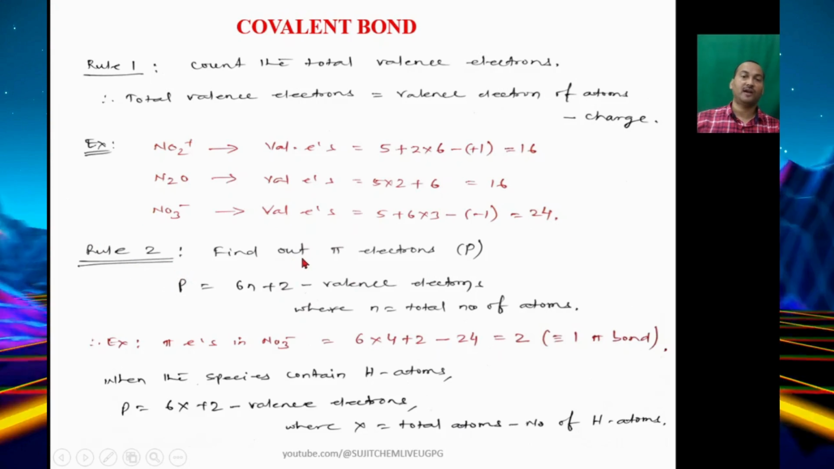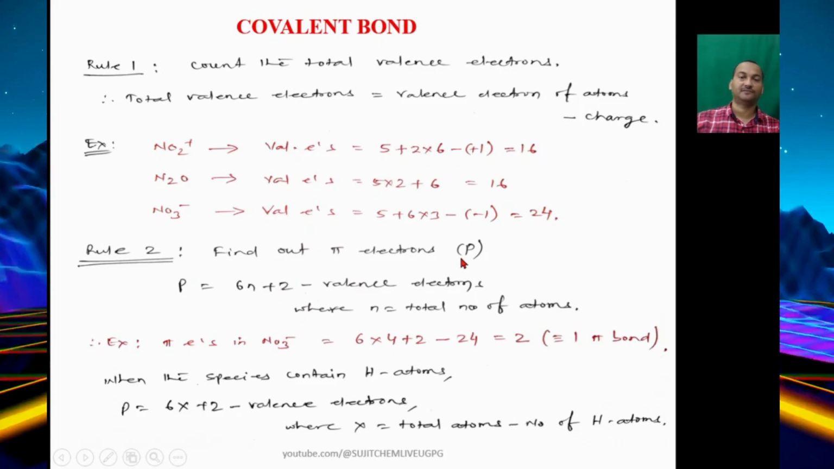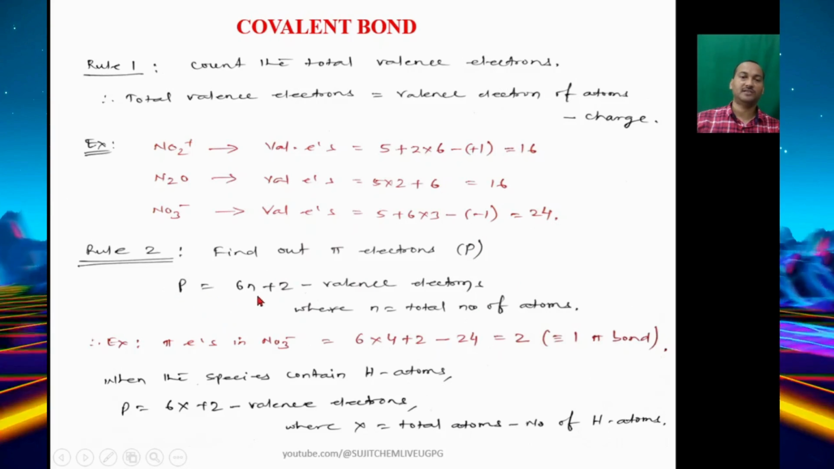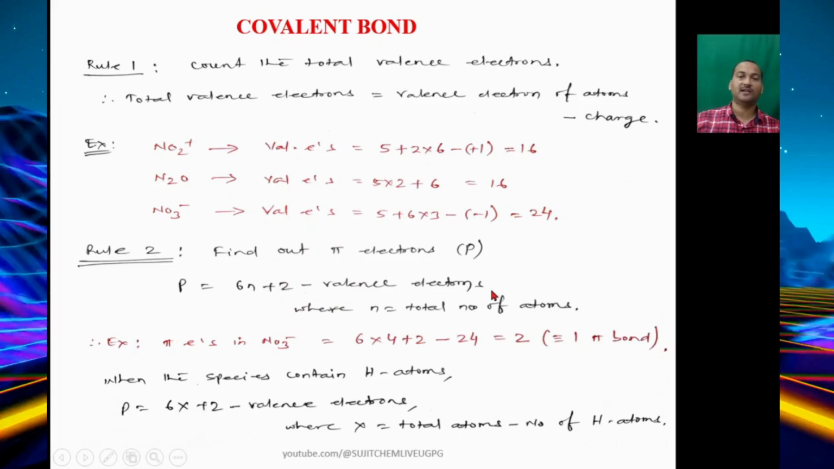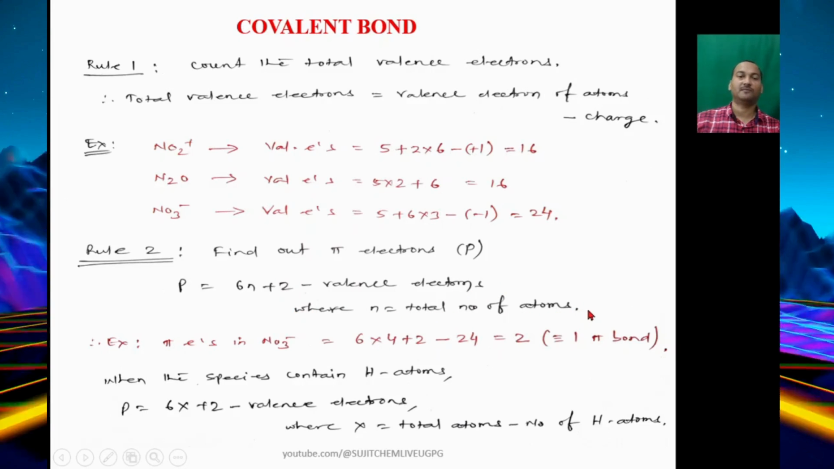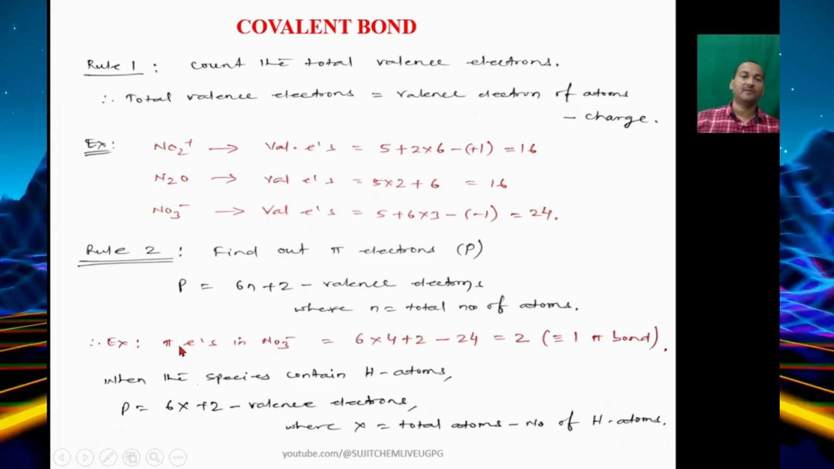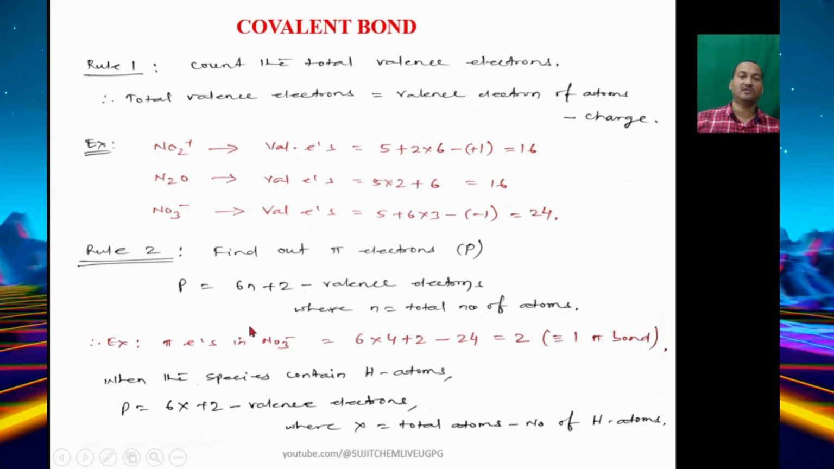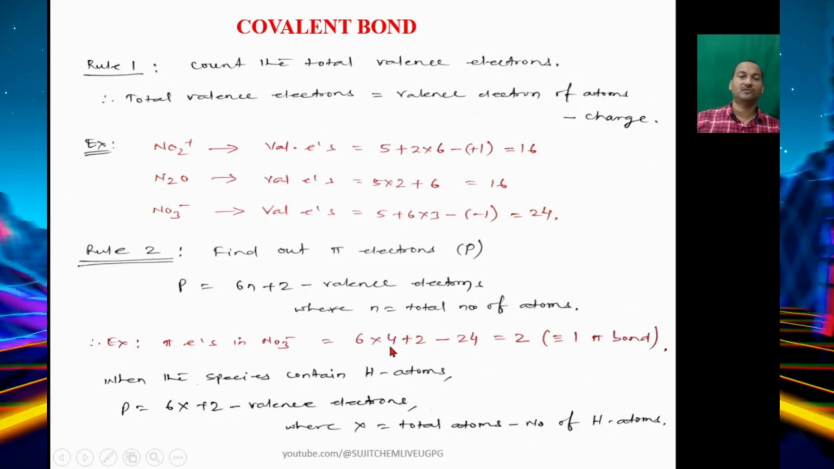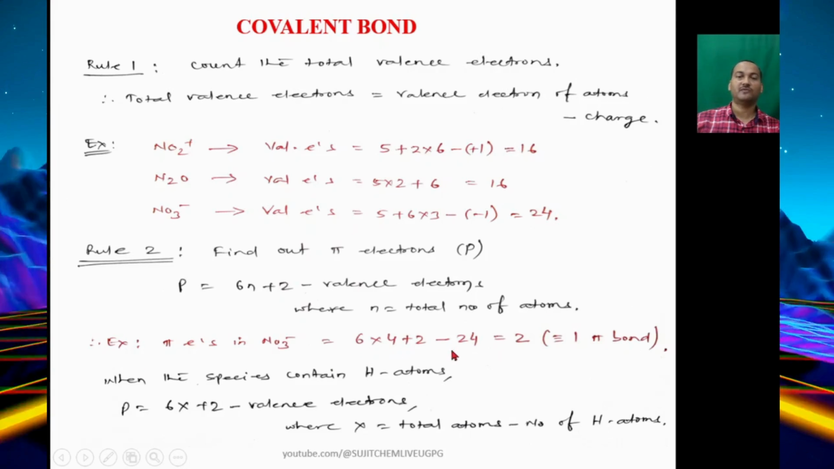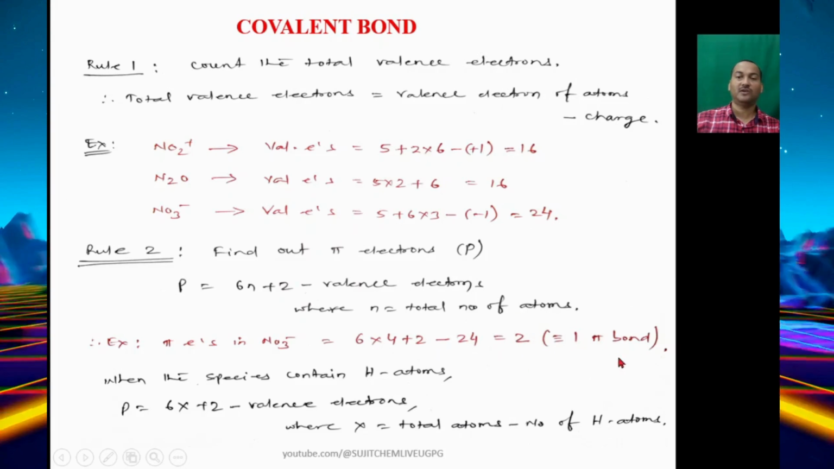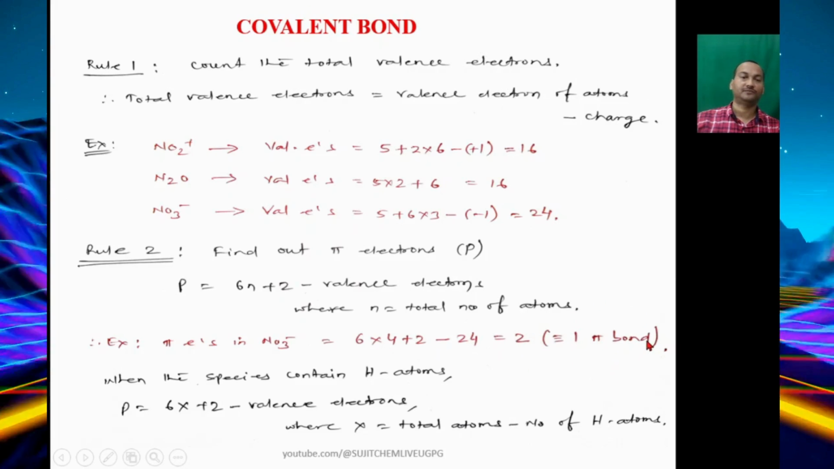Then rule number 2, find out the pi electrons. That is called P. P equals 6n plus 2 minus valence electron. Here n is the total number of atoms. So the pi electrons in NO3 minus will be equal to 6 into 4 plus 2 minus 24. So it is found to be 2. So there will be 1 pi bond.